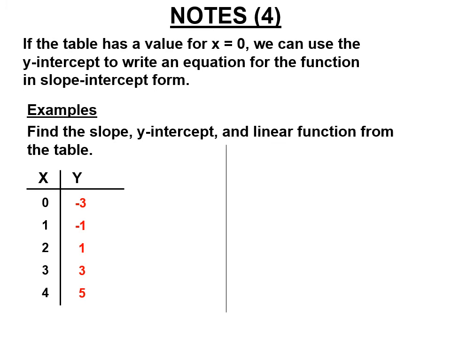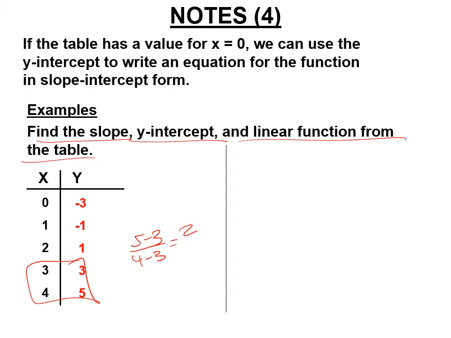All right, now we want to take that to the next level and find the linear function. So let's see what it says here. It says find the slope, y-intercept, and linear function from the table. All right, so the slope. Let's avoid the negatives up at the top and do 5 minus 3 over 4 minus 3, which is 2 over 1. The slope is 2.